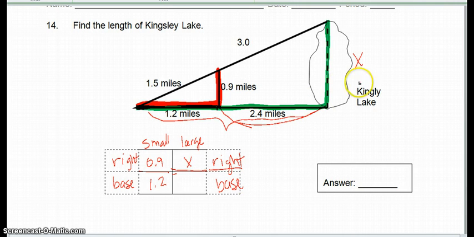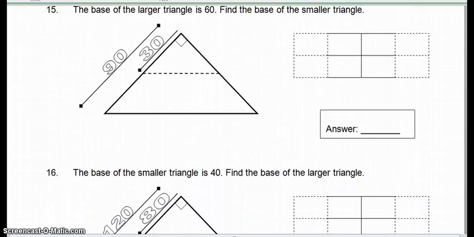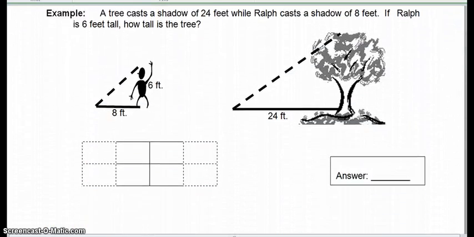Okay, so at this point, go ahead and scroll down to the last example. Okay, so turn the page. It's at the top of the next page. And this is where indirect measurement definitely comes in handy. A tree cast a shadow of 24 feet, while Ralph cast a shadow of 8 feet. If Ralph is 6 feet tall, how tall is the tree?